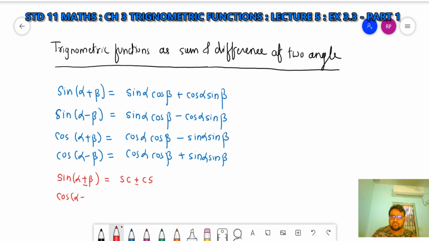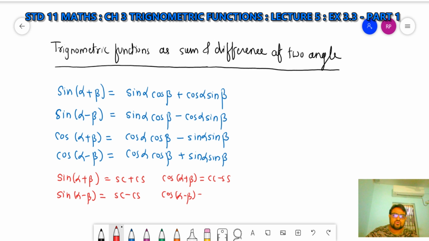Like this way: sine alpha plus beta will be equal to SC plus CS. Sine alpha minus beta will be equal to SC minus CS. Cos alpha plus beta will be equal to CC minus SS. And cos alpha minus beta will be equal to CC plus SS. Clear? So this is the formula. Let me take an example.